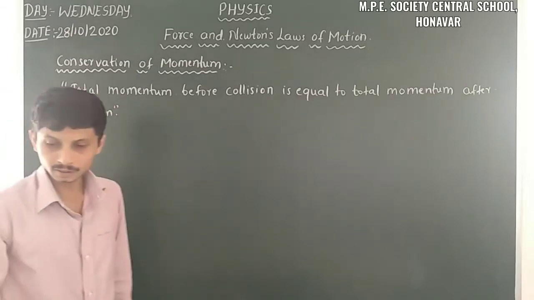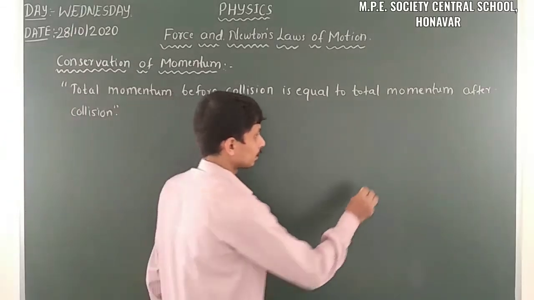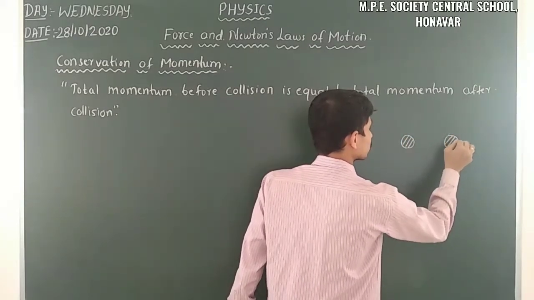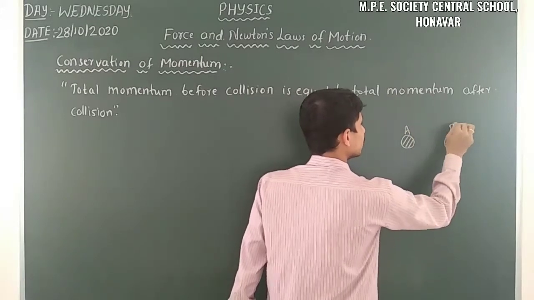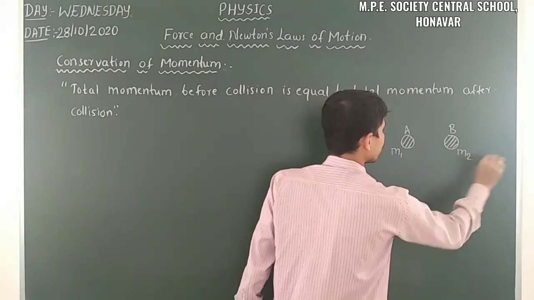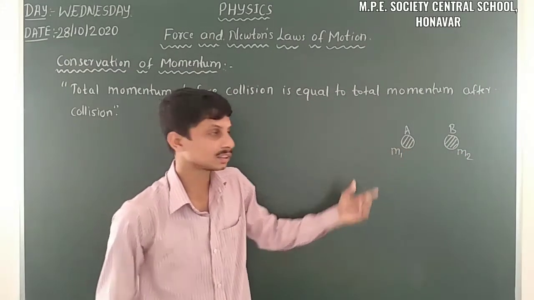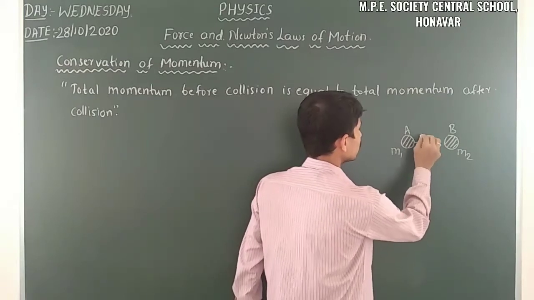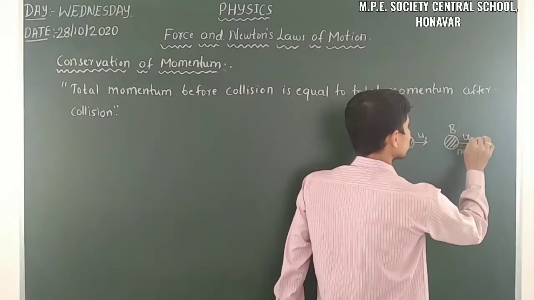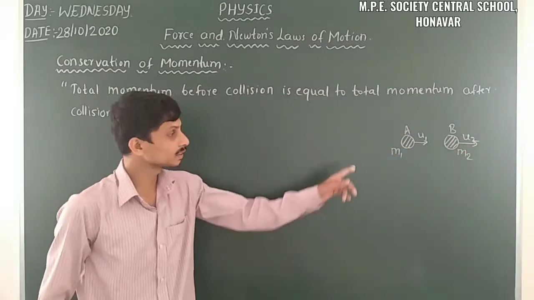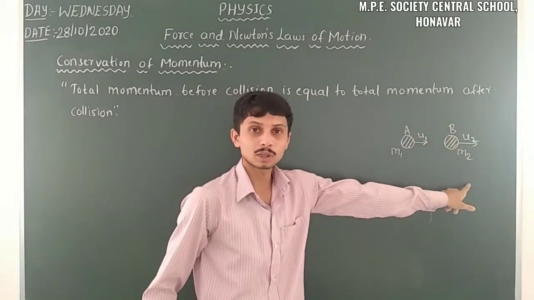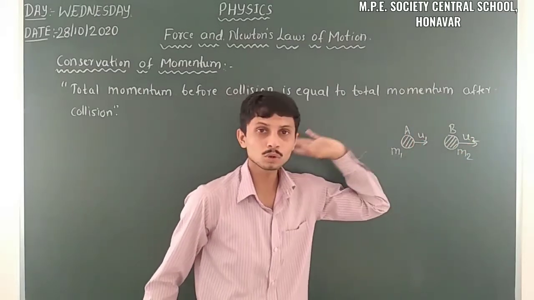Here I am taking only two objects, for example A and B. A has mass m1 and B has mass m2. A moves with some velocity u1, and B moves with some velocity u2. So I am considering two objects A and B of mass m1 and m2 respectively, moving with velocity u1 and u2 respectively.